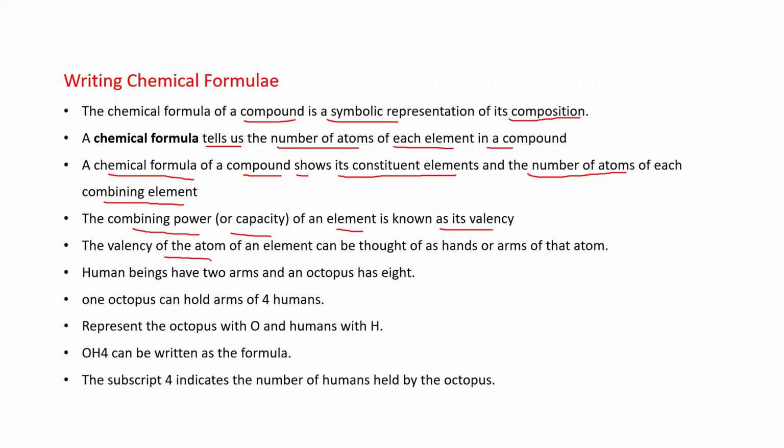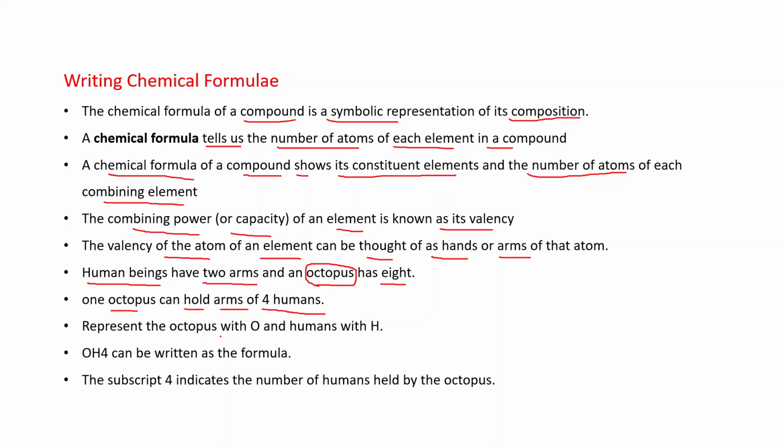The valency of the atom of an element can be thought of as the hands or arms of that atom. It can be explained with one example. Human beings have 2 arms and an octopus, I think all of you are familiar, has 8 arms. We can say one octopus can hold the arms of 4 humans. Clear? Because humans have 2 arms and an octopus has 8 arms, one octopus can hold the arms of 4 humans.